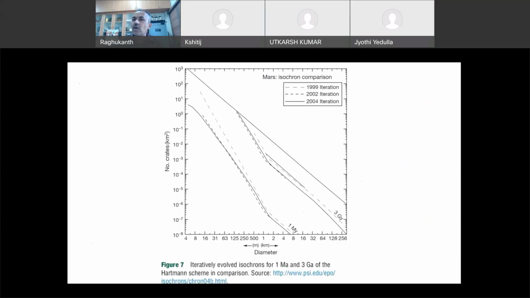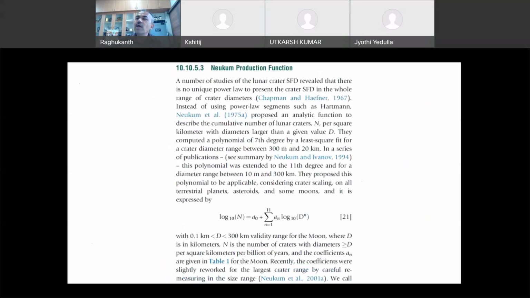So this for the Mars also, like 1 million years. You can see as the age increases, the more number of craters, so for Mars also he established this Hartmann production function. The other one is the Newcomb production function. So this is like this actually. He has just fitted a polynomial, some 11th degree polynomial he has fitted to the data.